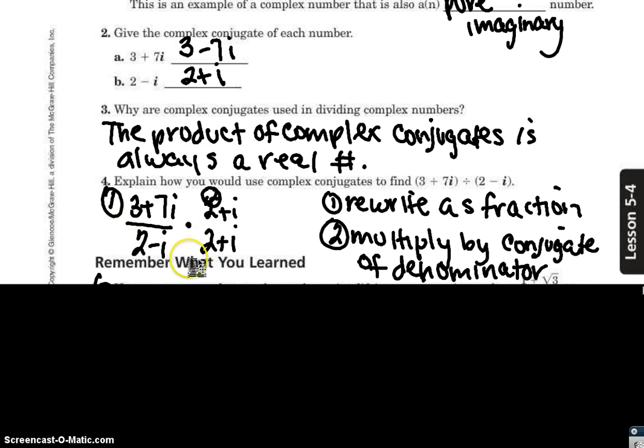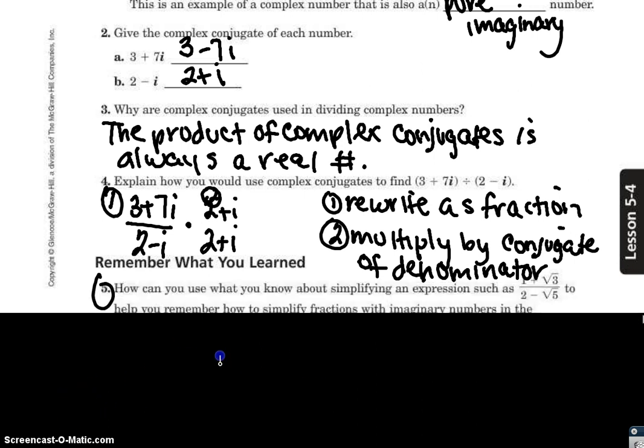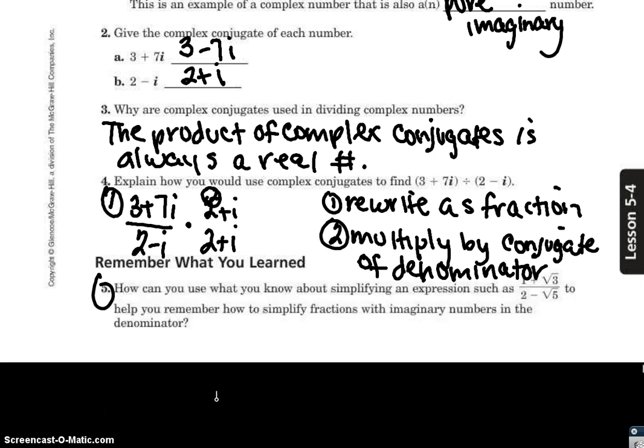So what's going to happen is my denominators, the i's will actually cancel out. Okay, now we'll work a few problems here in a minute. So the last thing I want you to do, look at number 5. It says, how can you use what you know about simplifying an expression to help you to remember how to simplify fractions with imaginary numbers in the denominator? So based on what I just talked about, I want you guys to answer question 5 for homework.